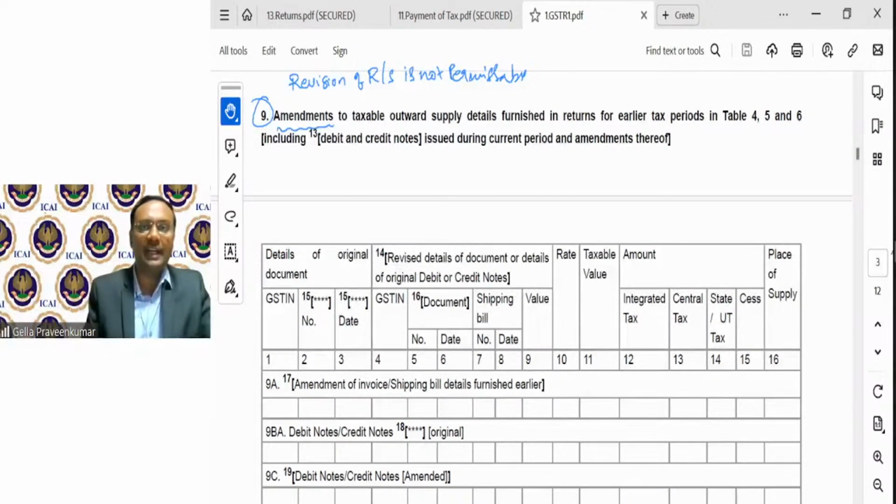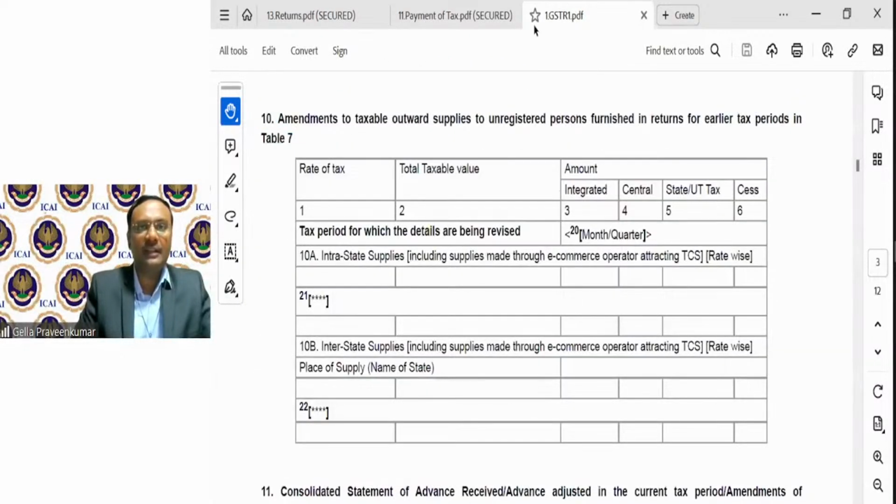So any of the data pertaining to B2B, unregistered person B2C, and your zero rated supply, all this information I can amend in this particular table number 9. Then moving forward, table number 10, supplies in relation to B2C, all B2C other than those more than 2.5 lakh. Whatever corrections I have to do, I can do over here.